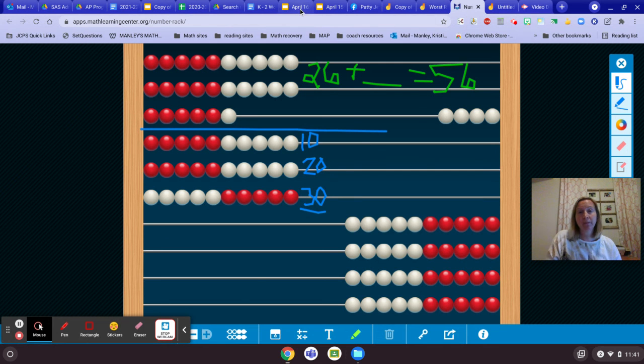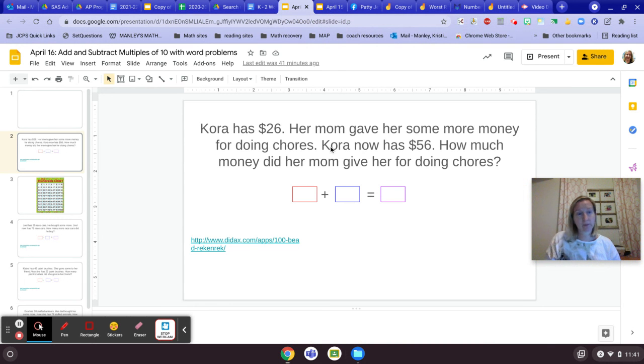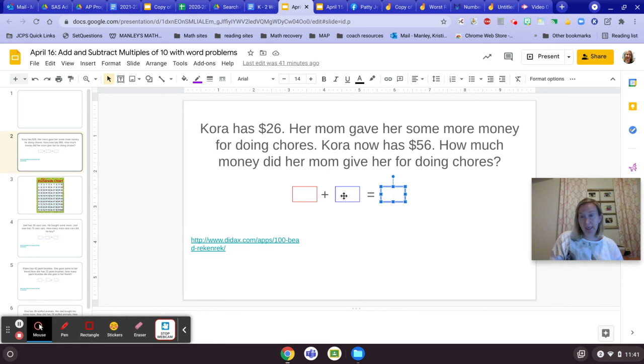Now on your assignment, when you're doing this, you would type in the 26. You could type in the question mark here in the beginning, and here's the 56. And then you can come back and figure out what was this question mark? And that is where we would type in 30.